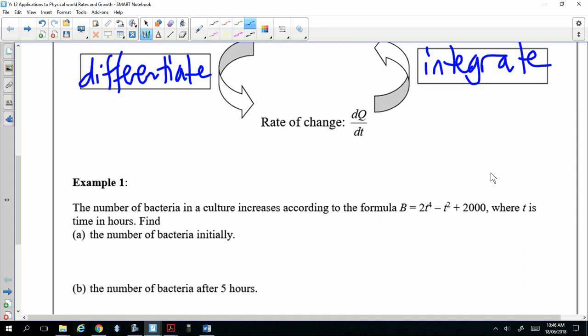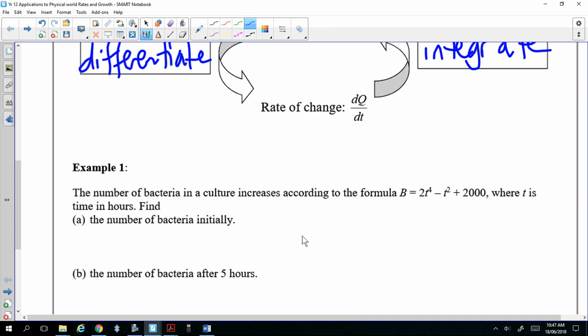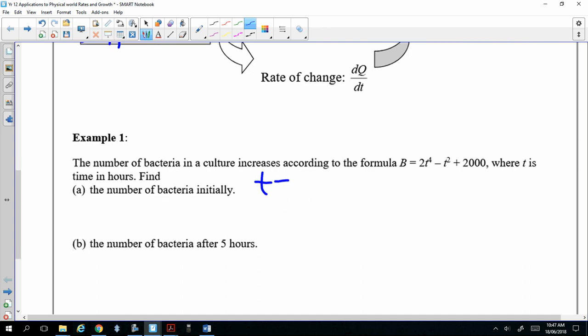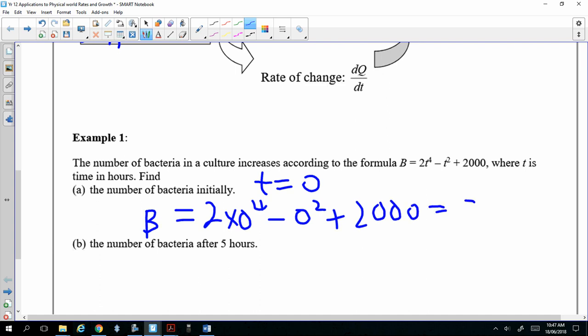Alright, so we'll have a look at this problem. The number of bacteria increases according to this formula, where t is the time in hours. Find the number of bacteria initially. So initially means t equals 0. That's when you put 0 into the formula, and you will get the initial number of bacteria, which is just 2,000.